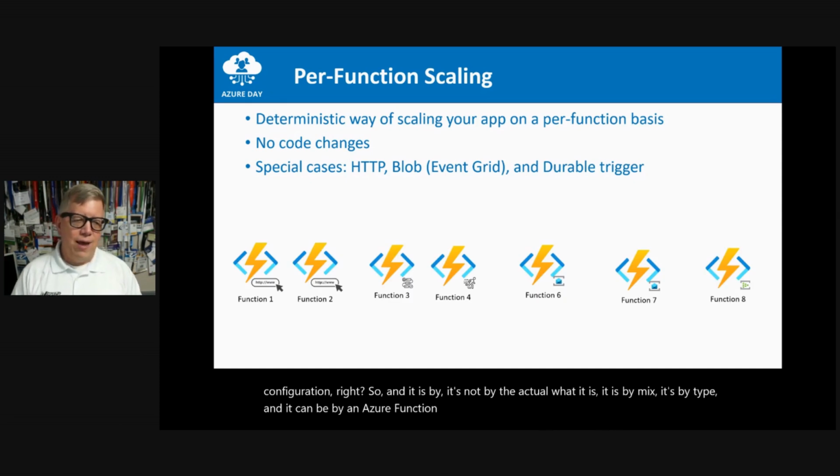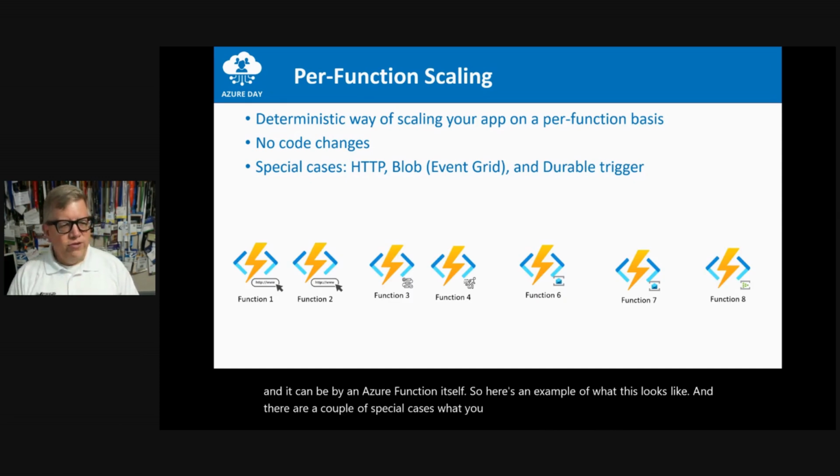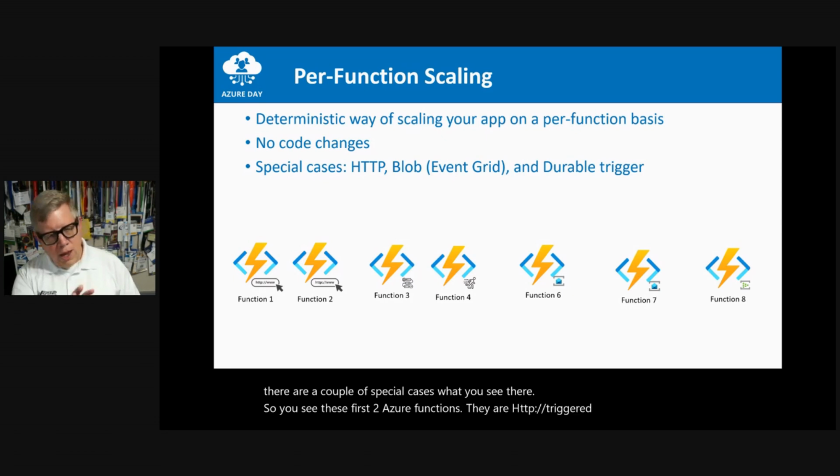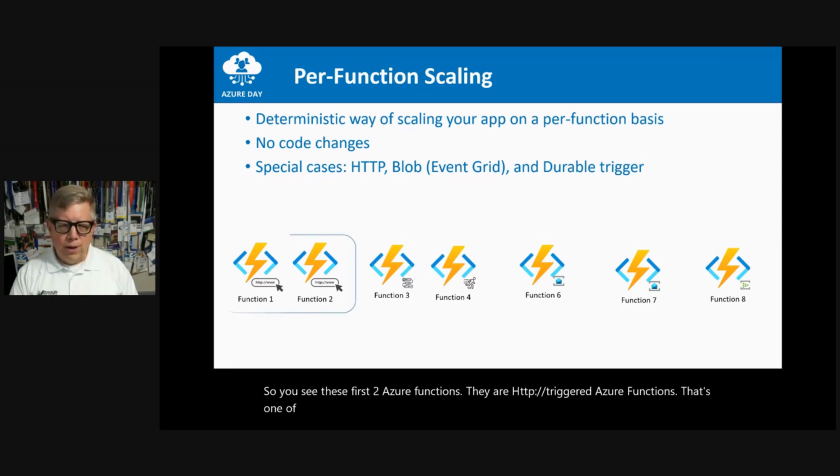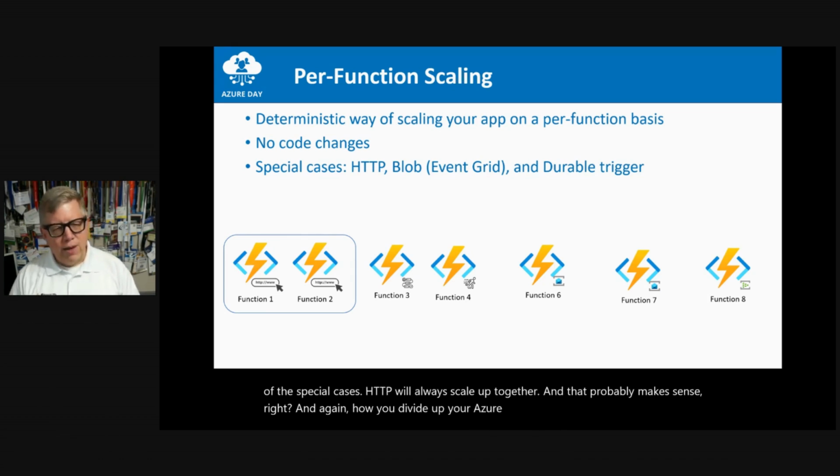So here's an example of what this looks like. And there are a couple of special cases that you see there. So you see these first 2 Azure functions. They are HTTP triggered Azure functions. That's one of the special cases. HTTP will always scale up together. And that probably makes sense, right? And again, it depends on how you divide up your Azure function apps, but that probably does make sense.